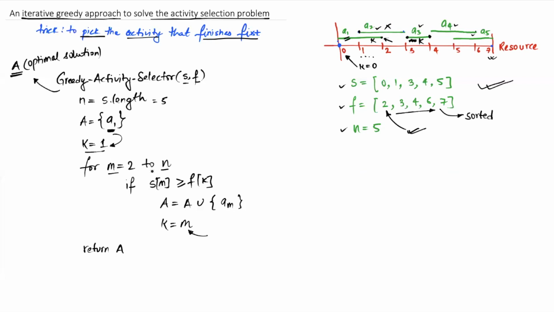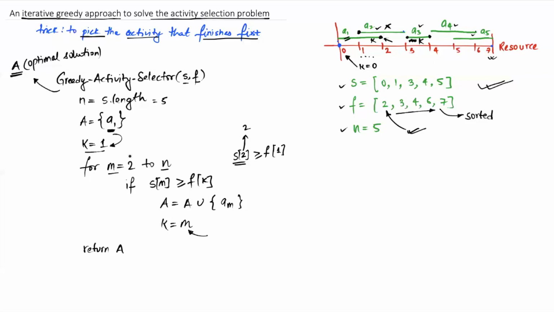We check, is S2, that is S for activity number 2, more than or equal to the finish time for activity number 1. So the start time of the second activity is 1 and the finish time of the first activity is 2. So the start time of the second activity is not more than the finish time of the first activity, or is not even equal. So this is incompatible. That means this if statement evaluates to false, and we continue to the next item.